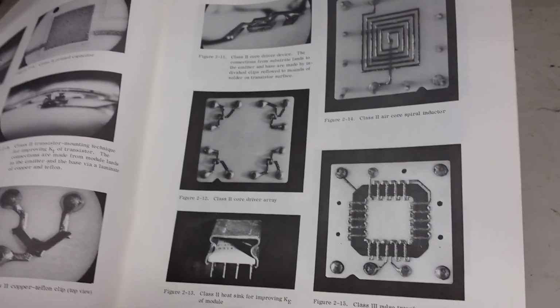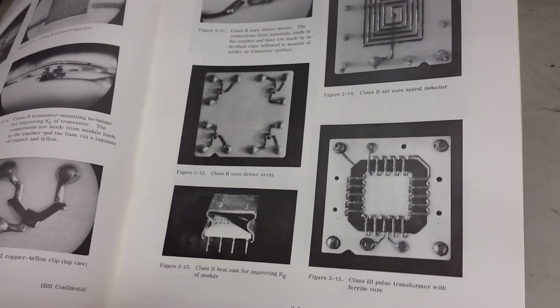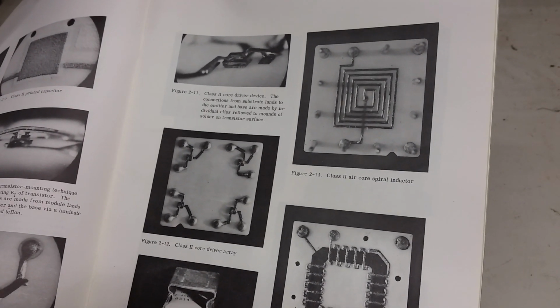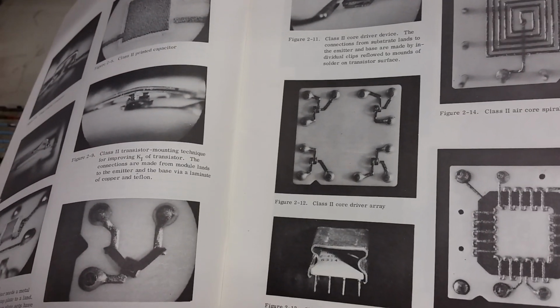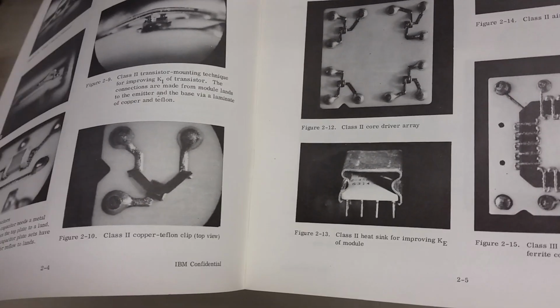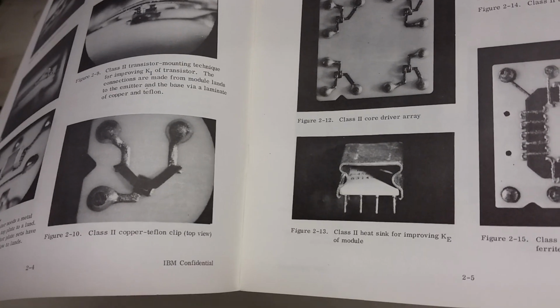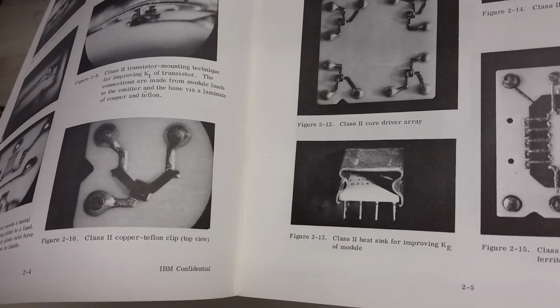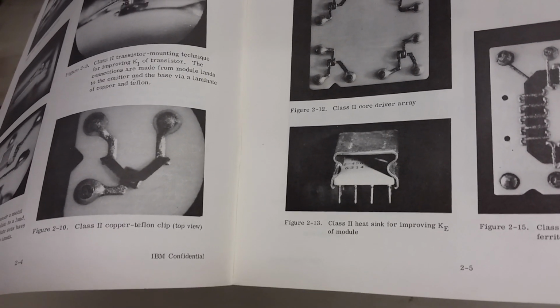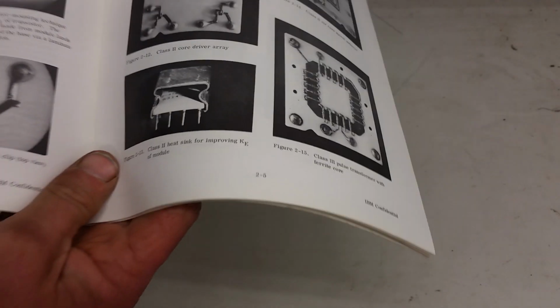But also here's some of the more interesting SLT that they were working on. Transformers. Here we have an inductor. Got some core drivers there. We have one with a heat sink. And take a look at that. That little SLT module doesn't have an aluminum can on it. It's got the heat sink, of course, but it looks just like these with the conformal coating.